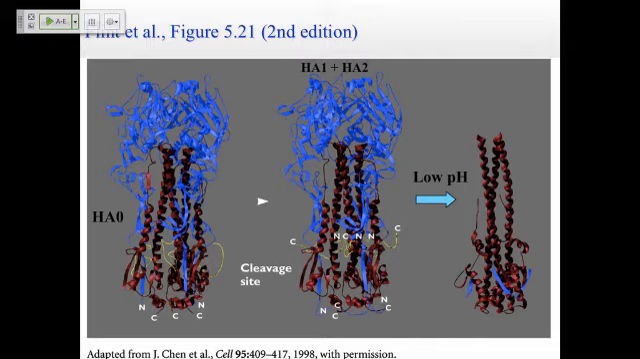I guess I was imagining this bringing the viral envelope together with the plasma membrane.